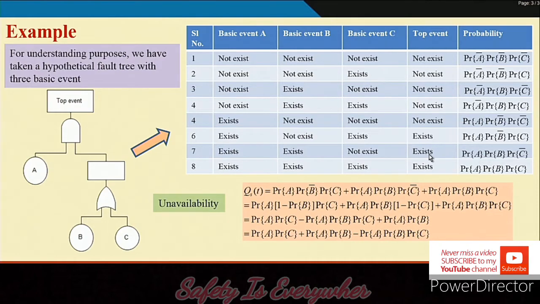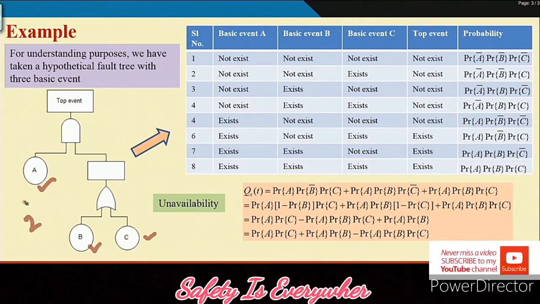Now, using this principle, we have given a little more complicated one. It is not exactly only AND or OR, but a combination of AND and OR gates. And here, how many basic events are there? There are three basic events. We have written A, B and C. Otherwise, you can write B1, B2 and B3. Each has two states, so there will be 2 to the power 3 equal to 8 combinations.